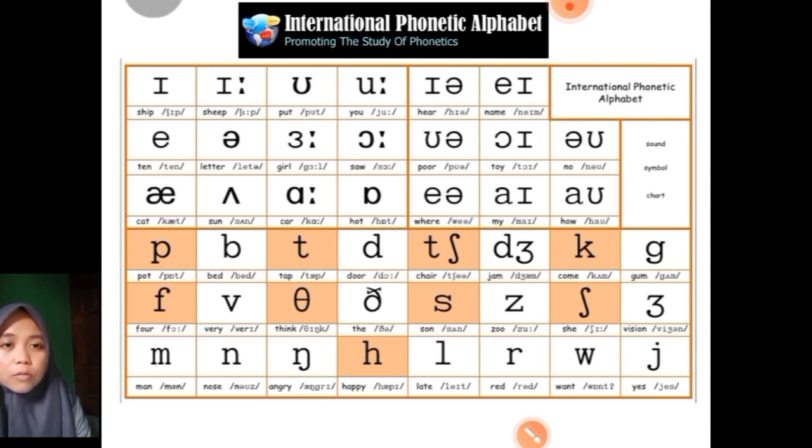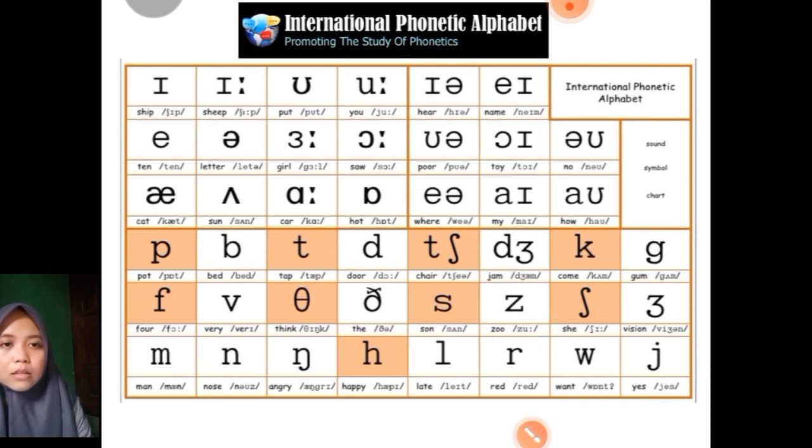And then is the th sound. Th is a voiced coronal fricative consonant, and the word for it is the. Then is the s sound. S is a voiceless coronal fricative consonant, and the word for it is sun.